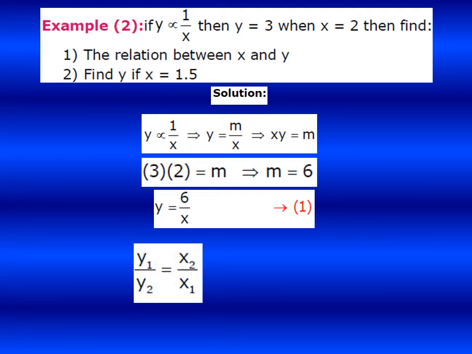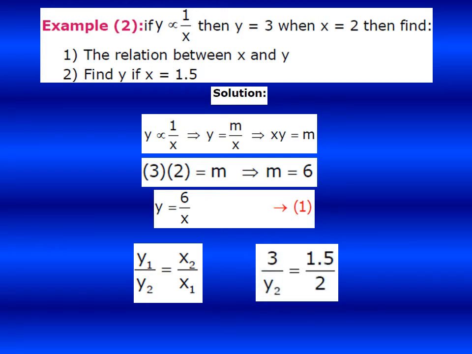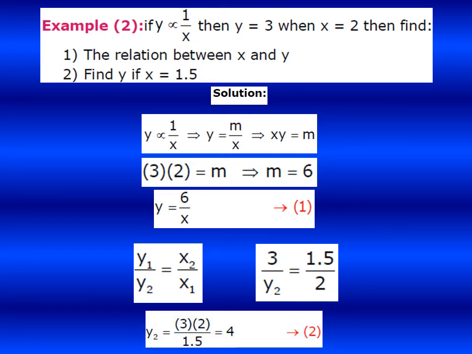The second required, this is inverse variation. Then y1 over y2 equals x2 over x1. Then 3 over y2 equals 1.5 over 2. Then y2 equals 3 times 2 over 1.5 equals 4. This is the second required.